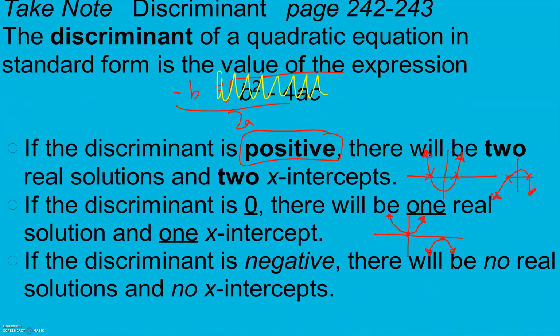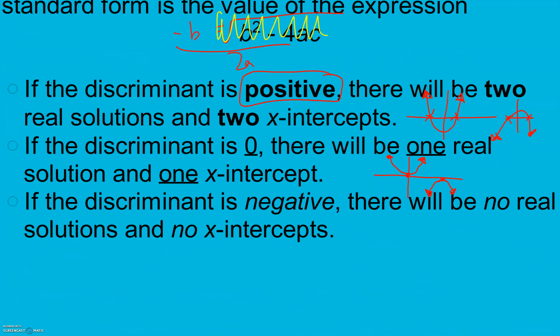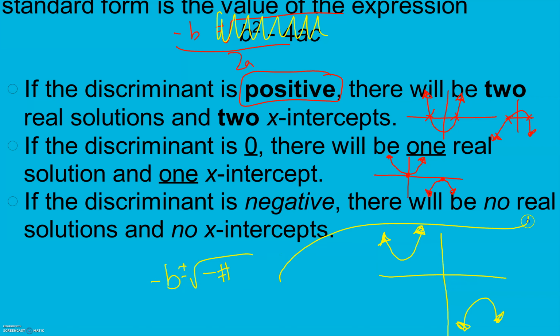And if the discriminant is negative, there's no real solutions and no x-intercepts. On a graph, we'd either be completely above or completely below. No x-intercepts and no real solutions, because we can't take the square root of a negative number and get real solutions. The square root of a negative number isn't going to give us a real number. And again, that's shown in the take note box on 242 and 243.